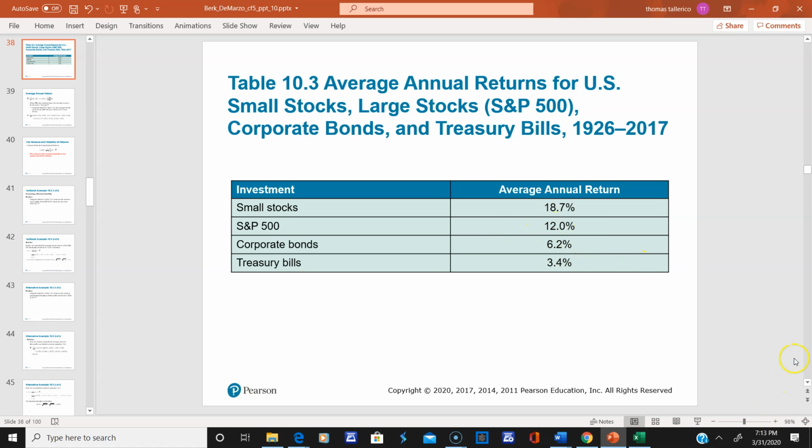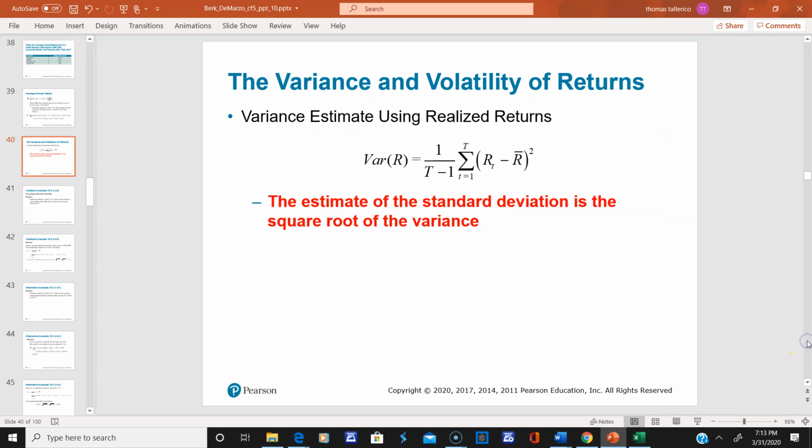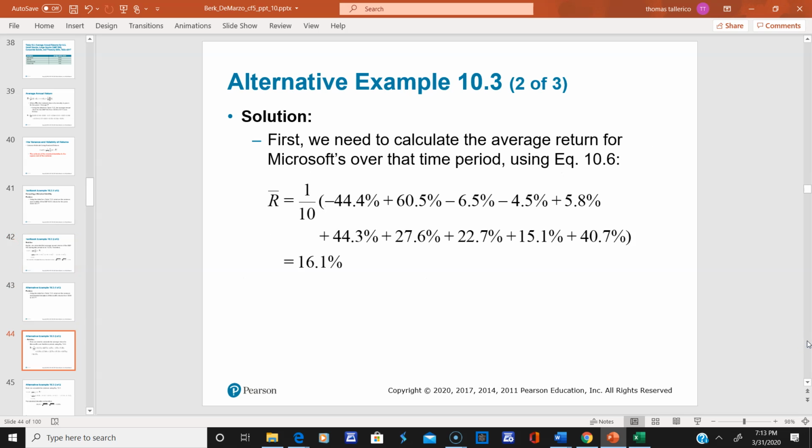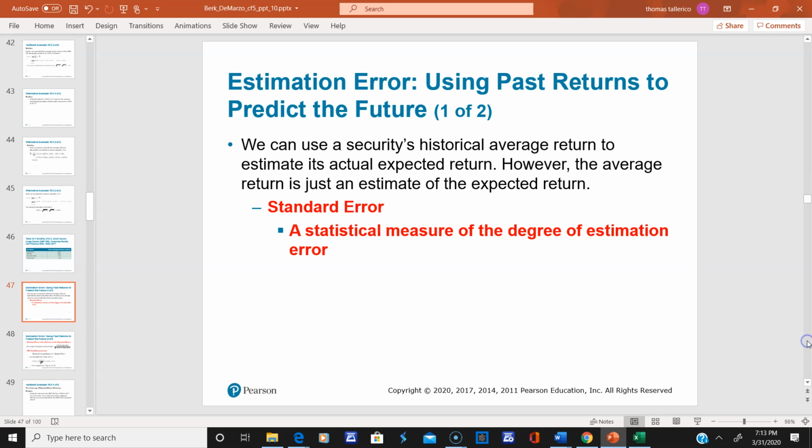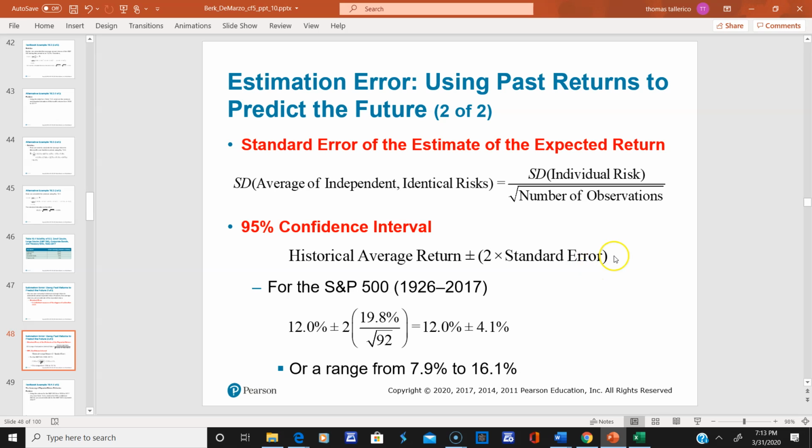So we have those two numbers, and all we do is take those two numbers. Let me go up here where we were, and we plug those two numbers in here. Plus or minus 2 times that gives us our range of returns. It gives us the 95% confidence interval, or this range right here.